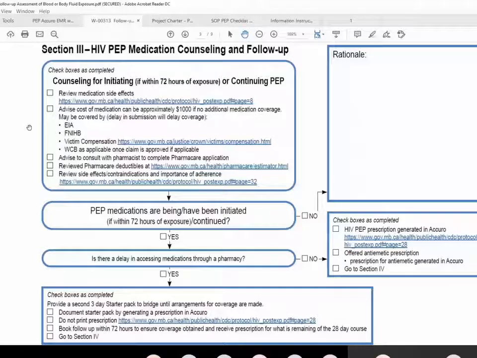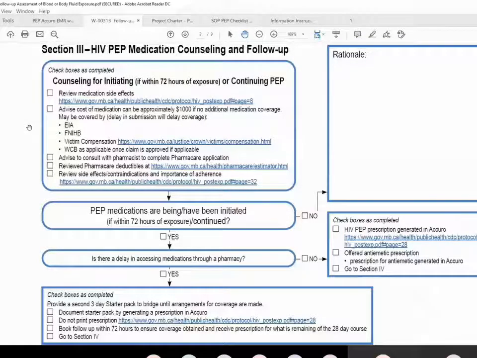One of the pieces of feedback that Emerge has taken into consideration, and they have within their package the start of these conversations, directing patients either to connect with EIA, connect with FNIB, go to victims' compensation if there is a police report and they have access to victims' compensation. They do have coverage for these medications, or workers' comp as applicable.